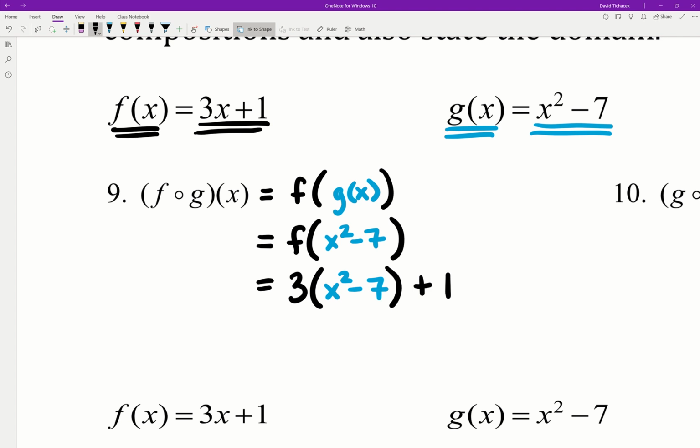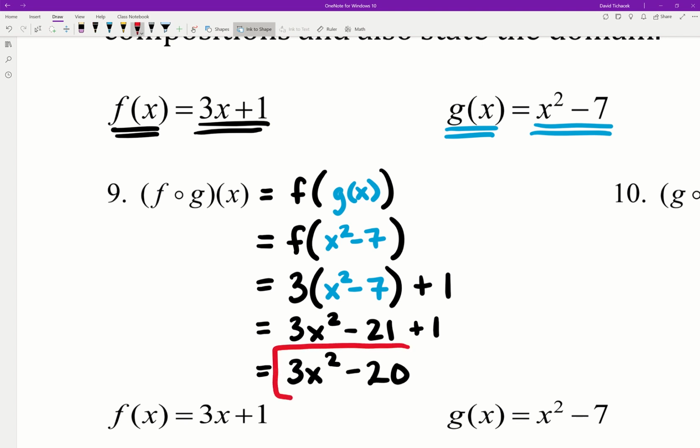We're just going to go ahead and distribute in a 3 first, so that'll be 3x squared minus 21 plus that 1 that's at the end, and then we'll just combine any like terms that we might have. So I have that negative 21 plus 1, and so here that's going to be 3x squared minus 20 as our final result. So that is f composed with g of x.